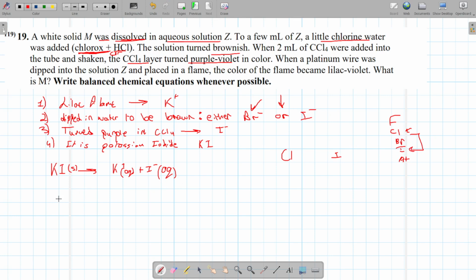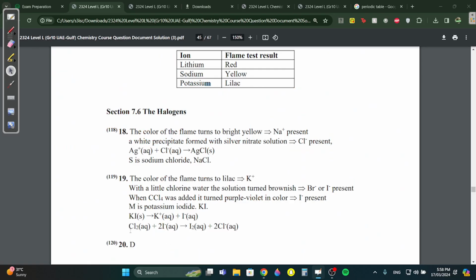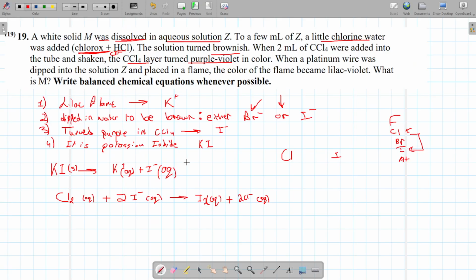How would you write the displacement reaction for that? You're going to say Cl2 aqueous plus 2I minus aqueous to produce, now swap them, I2 aqueous plus 2Cl minus aqueous. That's it. I think that's in the solution. Why did I write this? Because it was a displacement reaction. How do you know it was a displacement reaction? You're adding two halogens, Clorox and the iodine. They wouldn't just say Clorox for no reason.